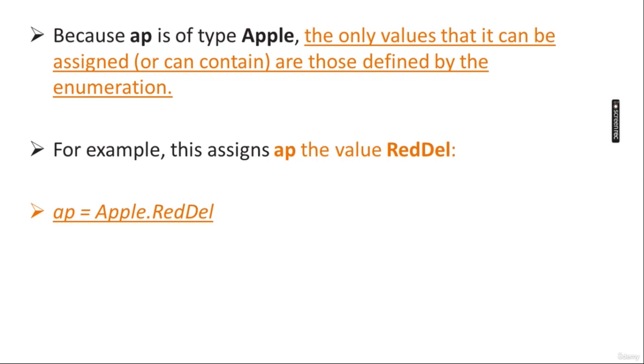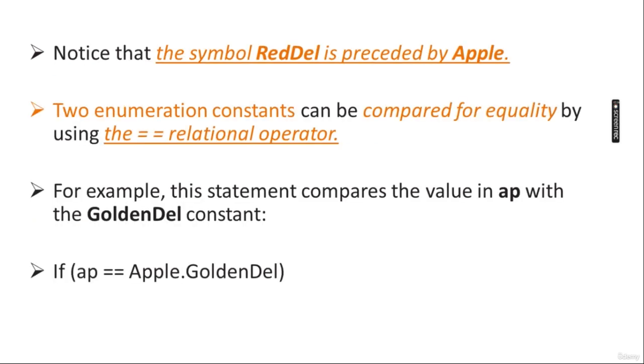Okay, so AP is of type Apple. The only values we can insert into that AP are those defined by the enumeration. This assigns AP the value RedDel. So AP is equal to Apple.RedDel. We can assign values in such a way: AP, the variable of the enumeration, is equal to the enumeration name Apple dot the value RedDel. The symbol RedDel is preceded by Apple dot.